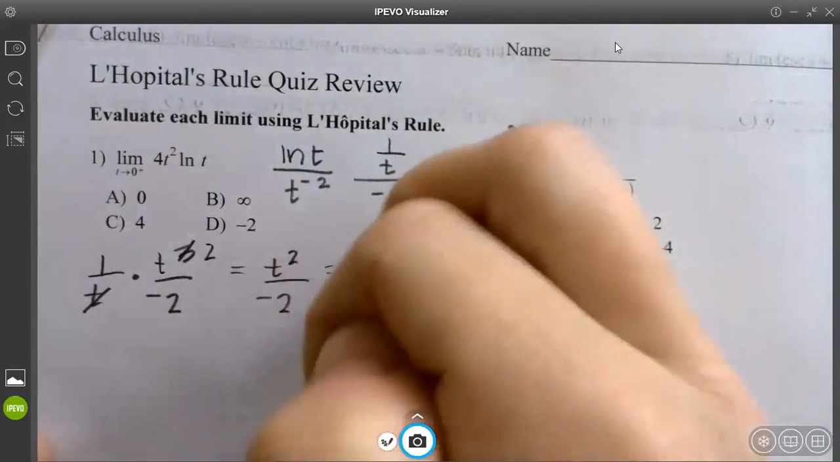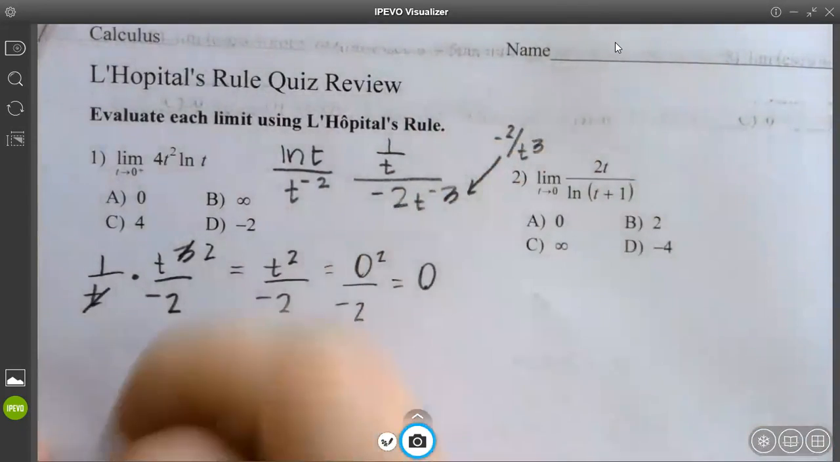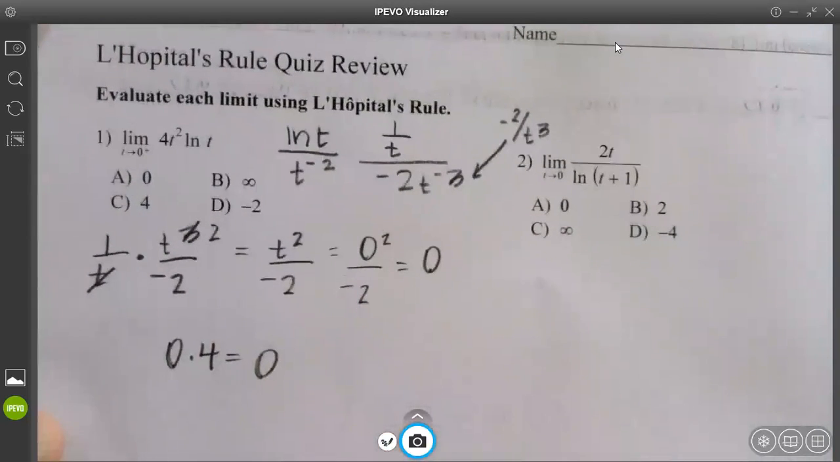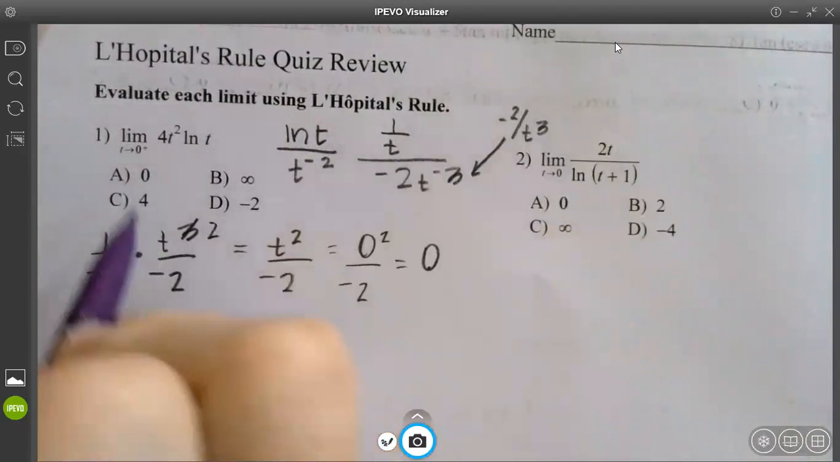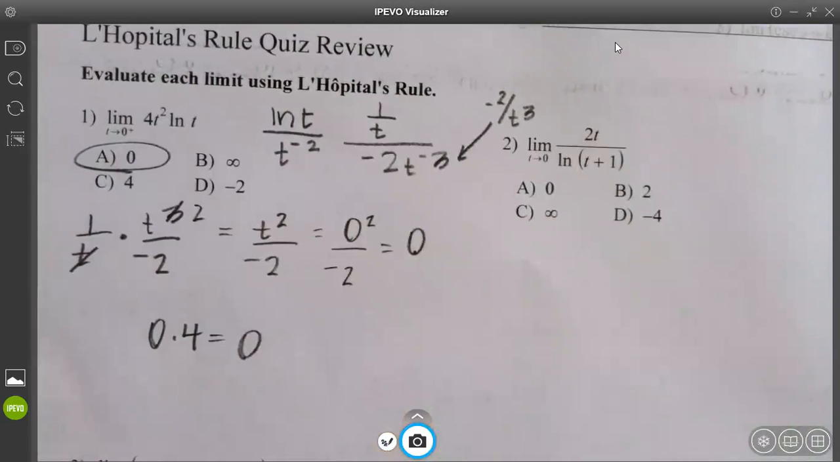Plug it in, we get 0 squared over -2, which is 0. Don't forget that you took out the 4 in the beginning. The only reason that I write that is just in case it comes out to be like 1 or something else. So your answer to this one should be A. Any questions?